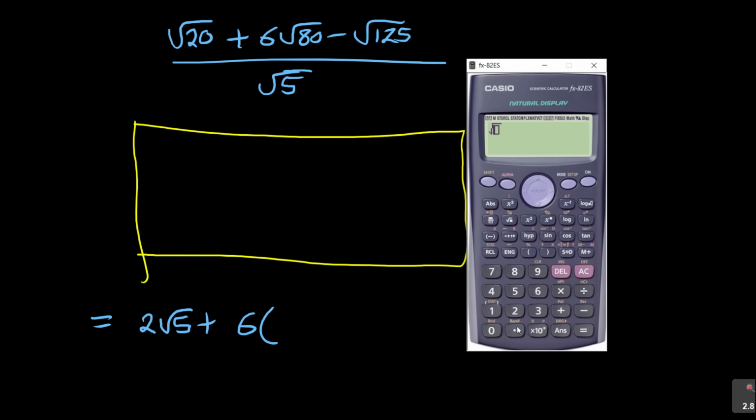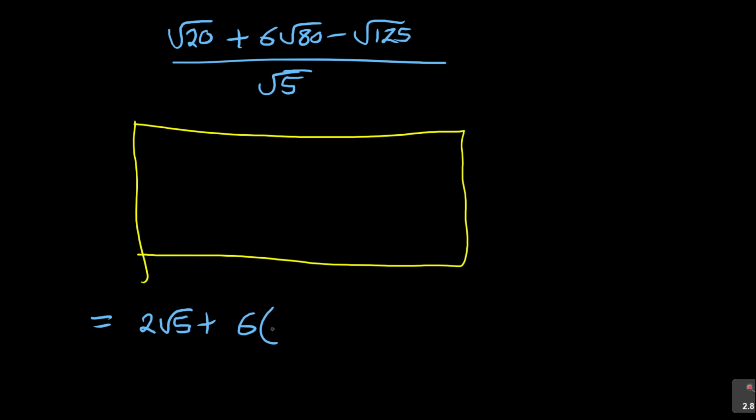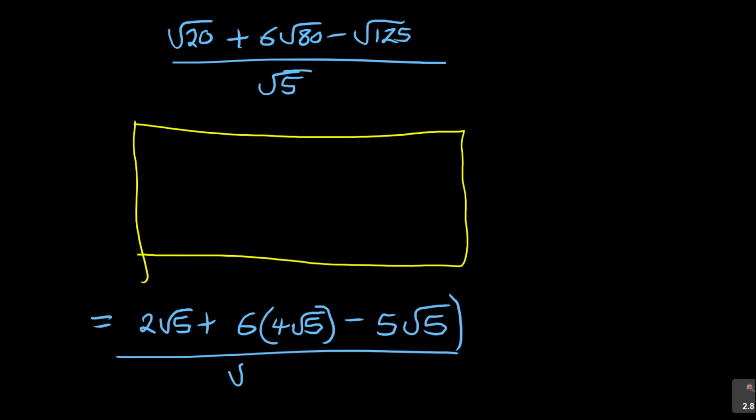Okay, let me just check again. Square root of 20 was that, and then square root of 80 was 4 root 5. Square root of 125 was 5 root 5. So this one was 4 root 5 minus 5 root 5. See? Over square root of 5.